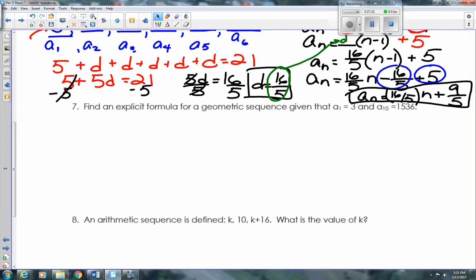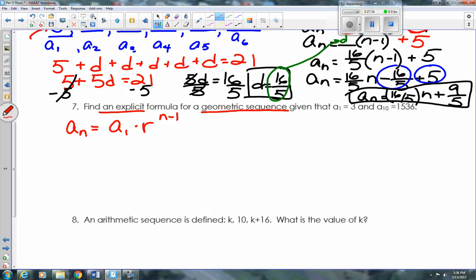All right, I'm moving on now to number 7. Again, we're finding an explicit formula, this time for a geometric sequence. So I know I'm going to need this formula, and I'm going to need A1, and I'm going to need R. Looks like they give us A1, but they don't give us R, they give us A10.